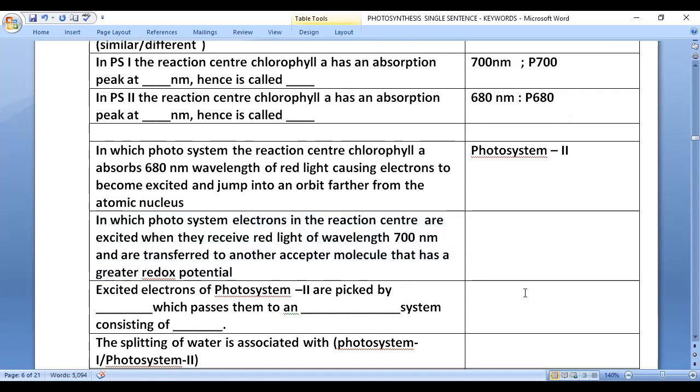In which photosystem are electrons in the reaction center excited when they receive red light of wavelength 700 nm and transferred to another acceptor molecule that has a greater redox potential? Photosystem 1. Excited electrons of photosystem 2 are picked by an electron acceptor, which passes them to an electron transport system consisting of cytochromes.